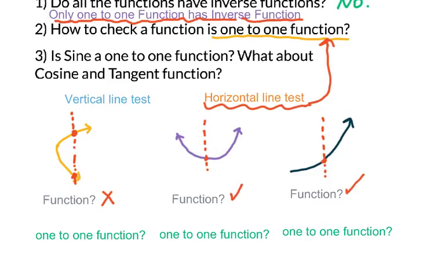So for the second and third graphs, are they one-to-one functions? We've got to use a horizontal line to test. We draw a horizontal line. See, we found two intersections, which means it's not a one-to-one function. Let's go to the third graph. I draw a horizontal line. For any horizontal line, there's only one intersection, so this is a one-to-one function.